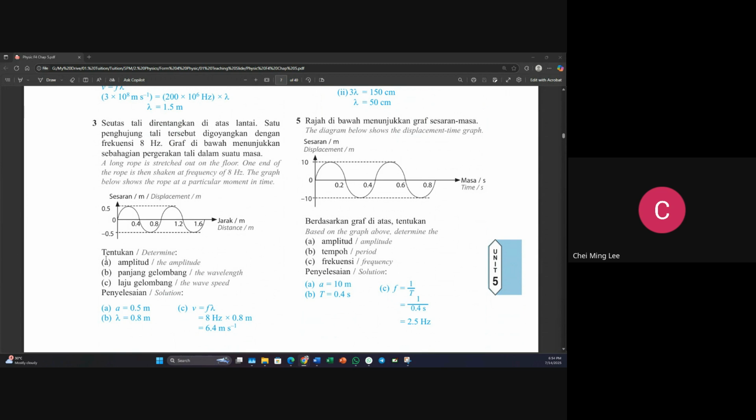The wavelength is lambda. Lambda is from this one here to here, so it's 0.4, 0.8. So it's 0.8 meter. The wave speed v equals f lambda. F is provided: 8 Hertz. And lambda is 0.8. So the answer is 6.4 meters per second.